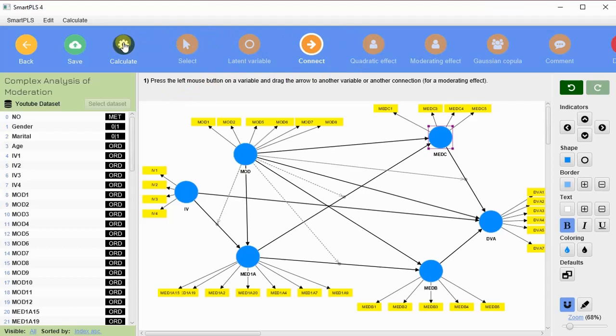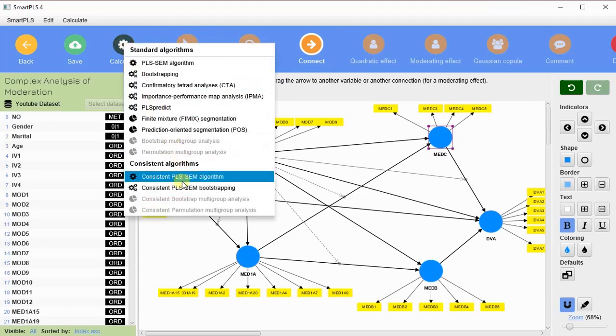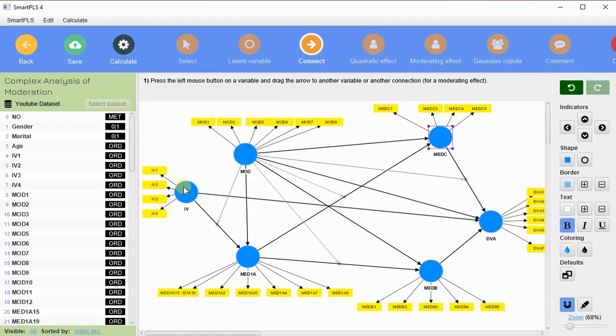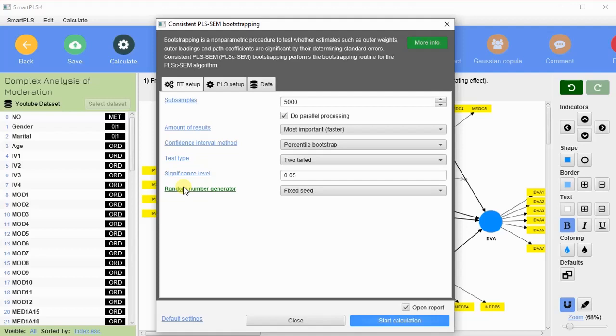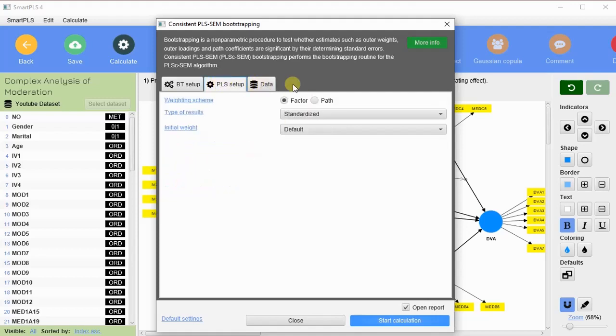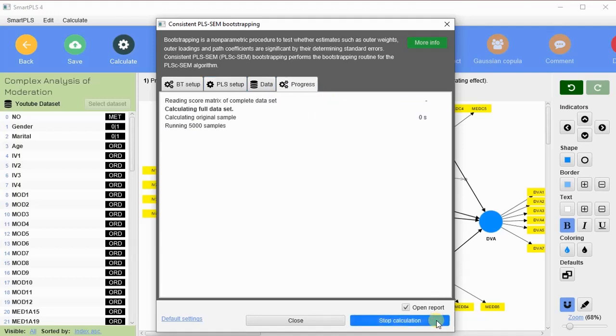version 4. Just go to the calculate option, and directly I am using here the consistent PLS-SEM bootstrapping option. It will provide us the p-values for all the analysis. We set it at a path analysis and just click on the start calculation option. Here the bootstrapping will execute in just a few seconds. You have to wait for a moment to generate its result.